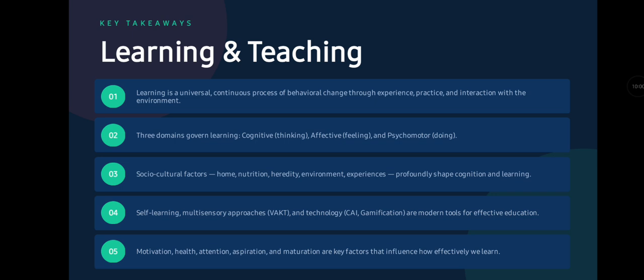We'll go through last, key takeaways in learning and teaching. First, learning is a universal, continuous process of behavioral change through experience, practice, and interaction with the environment. Second, three domains govern learning: cognitive, that is thinking; affective, that is feeling; and psychomotor, that is doing. Third, socio-cultural factors: home, nutrition, heredity, environment, experiences profoundly shape cognition and learning. Fourth, self-learning, multisensory approaches, and technology are the modern tools for effective education. Fifth, motivation, health, attention, aspiration, and maturation are key factors that influence how effectively we learn.